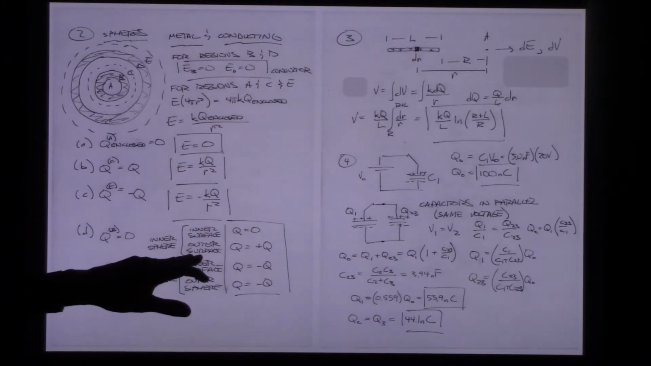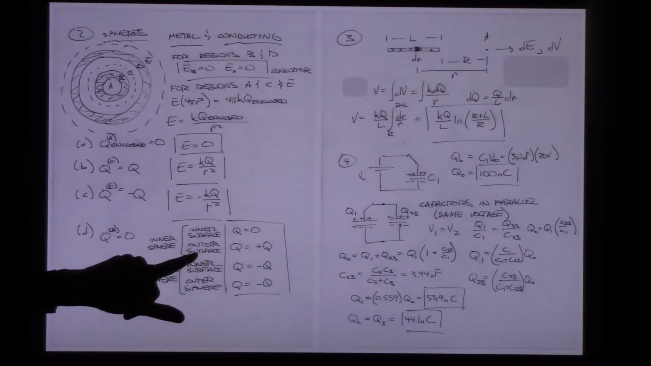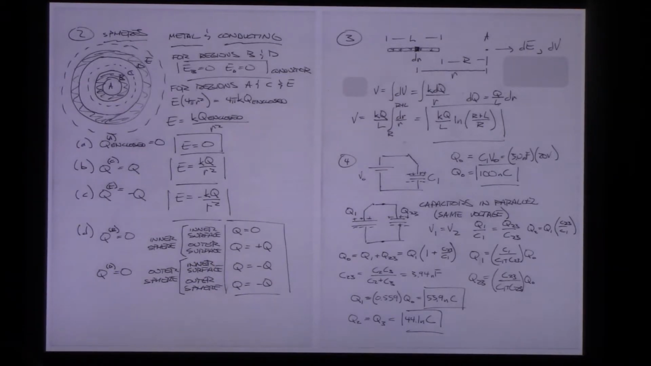Now, when we move to the outer surface, what's going to happen at the outer surface is all of the charge is going to go to that outer region. And so whatever is not on the inner surface needs to be on the outer surface. So that tells us that all the charge necessarily is going to end up on the outer surface.